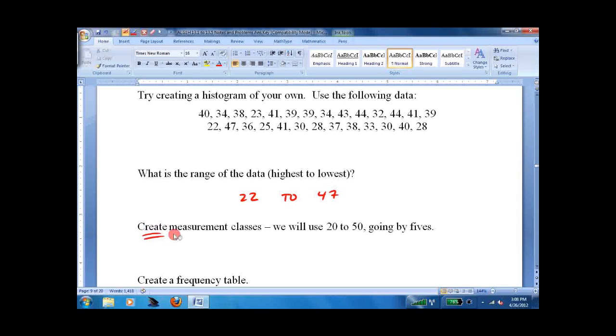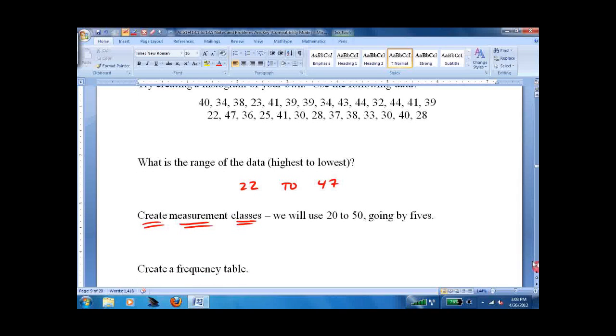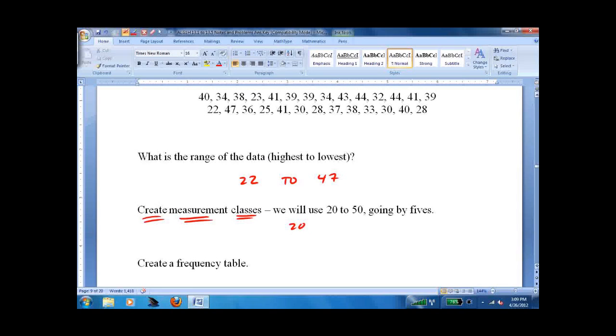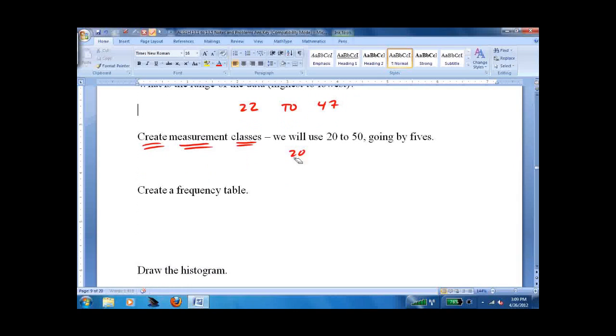So now you have to create your measurement classes, and you can pick whatever you want. You want one that doesn't have like 50 in one category and 1 in another category. So we're going to go by fives. We're going to go 20 to 25. And we'll say it can be 20. We'll call S the score, but we don't want it any bigger than 25. This one's the 25s up to but not including 30. And this one's the 30 up to but not including 35. Fairly laborious process. This is what God invented computers for.